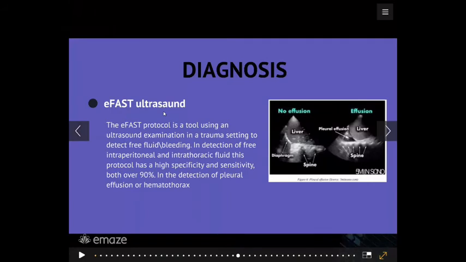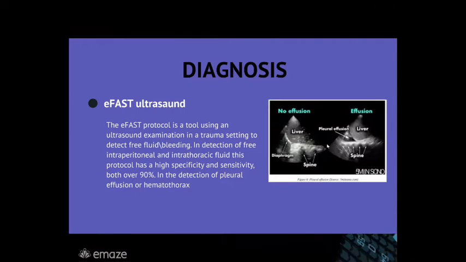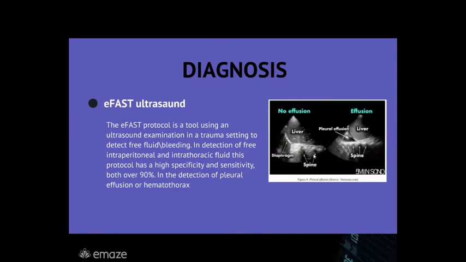We also have EFAST ultrasound. The EFAST protocol is a tool using an ultrasound examination in a trauma setting to detect free fluid like bleeding, as we can see in the photo here. Recent studies have also established the utility of bedside ultrasound, specifically the EFAST exam, in the diagnosis and management of several acute chest injuries, such as hemothorax or pneumothorax, and in some cases cardiac tamponade.